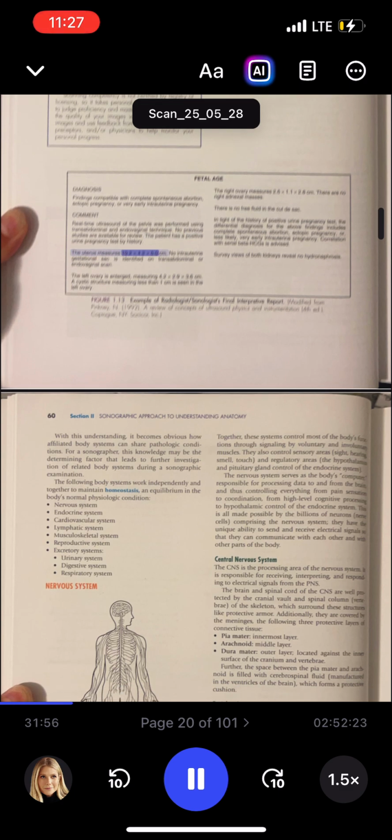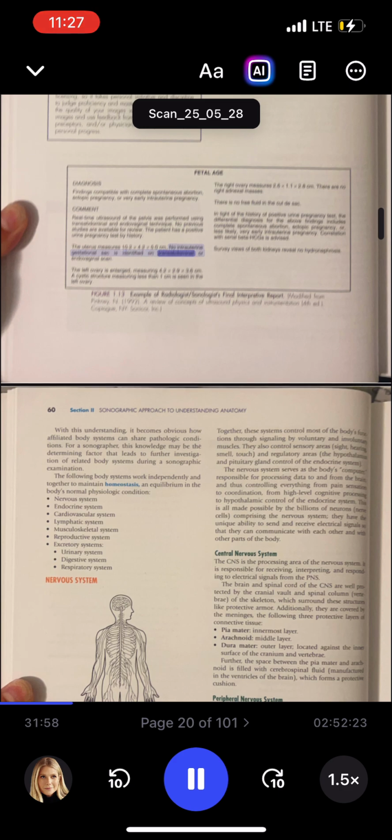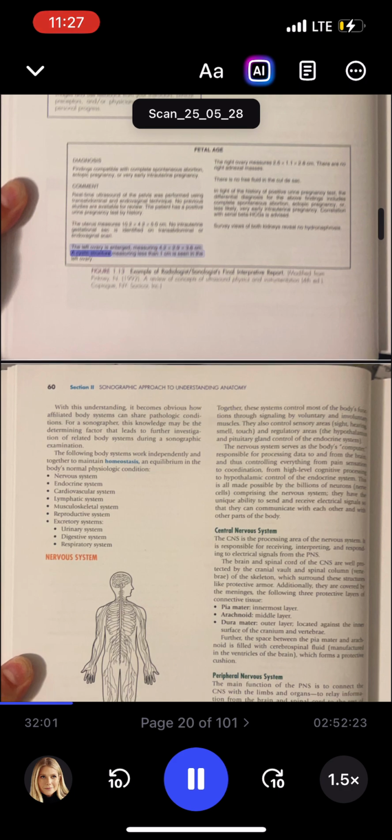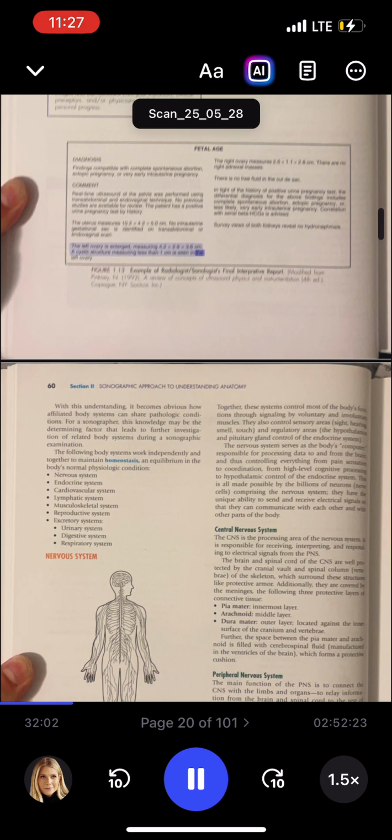The uterus measures 10.9 by 4.9 by 5.0 cm. No intrauterine gestational sac is identified on transabdominal or endovaginal views. The left ovary is enlarged, measuring 4.2 by 2.9 by 9.6 centimeters. A cystic structure, measuring less than 1 centimeter, is seen in the left adnexa.